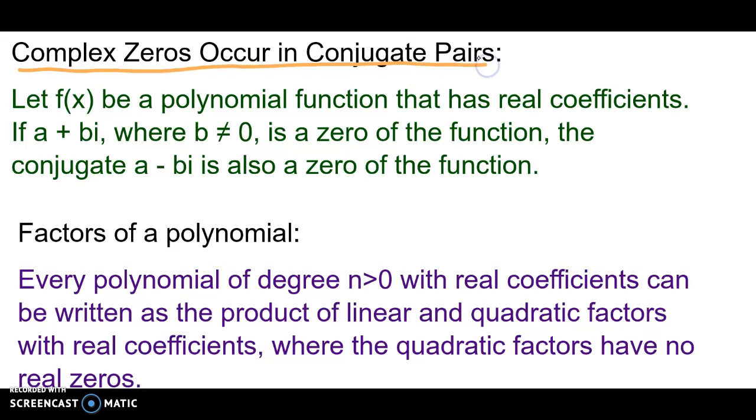This is really important. Let f of x be a polynomial function that has real coefficients. If a plus bi, where b does not equal 0, is a zero, then the conjugate a minus bi is also a zero of the function. A plus bi and a minus bi, they come in pairs. That's really important. So if you're ever given a problem that tells you 2 minus 4i is a zero, you also know that 2 plus 4i is a zero.